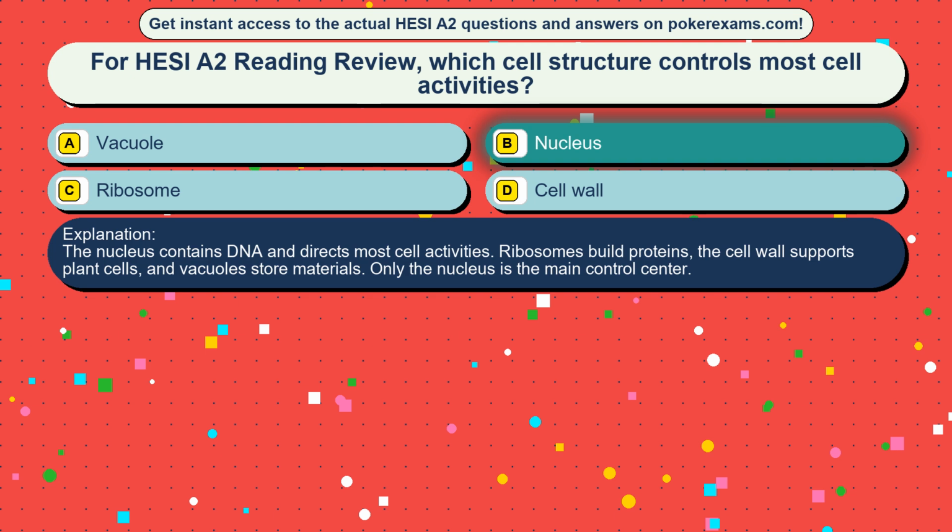The nucleus contains DNA and directs most cell activities. Ribosomes build proteins, the cell wall supports plant cells, and vacuoles store materials. Only the nucleus is the main control center.